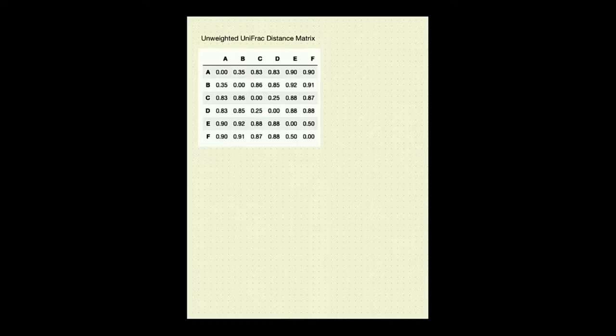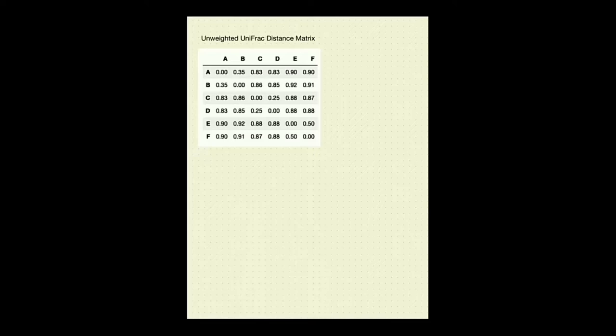Okay, so here I have that same unweighted UniFrac distance matrix. And as I mentioned, this is the only data that we're going to be using as input to polar ordination. So the first thing that you do in polar ordination is identify the largest distance in the distance matrix and make note of the sample IDs that are associated with that distance.